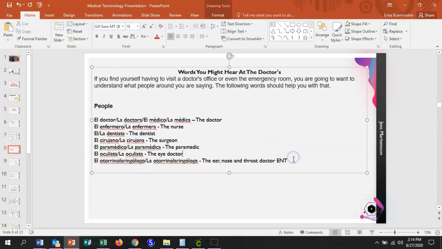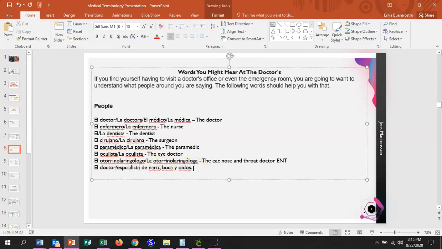Another way to shorten this and to actually make it easier, you can also say el doctor de nariz, boca, which is mouth, y oídos. Okay, if you want an easier way without having to actually say this whole huge word, so you can just say el doctor de nariz, boca y oídos, or doctor or especialista, which is a specialist. So there you go.